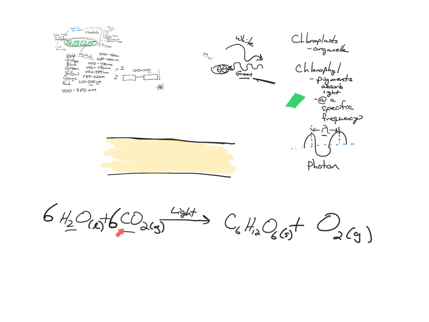But wait a minute. That's 6 carbons, that's fine. But now instead of 8 oxygens, how many do I have? 6 times 2 is 12. Plus 6 is 18 oxygens on this side, right? On this side, 6 and 2 is 8. What do I do now? Separate the oxygen from the carbon. No, we can't change the molecules. The molecules are what they are. This is what we have. What do we do?